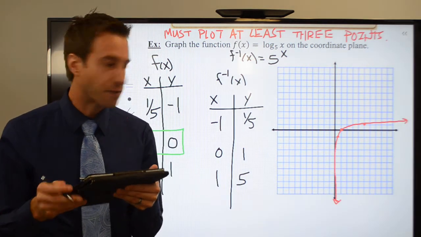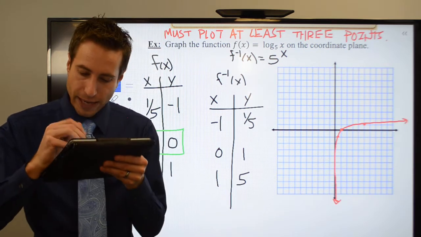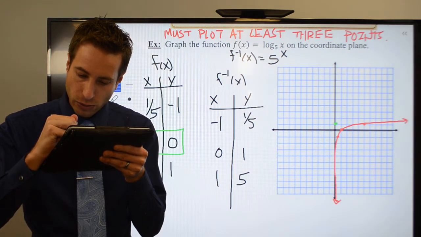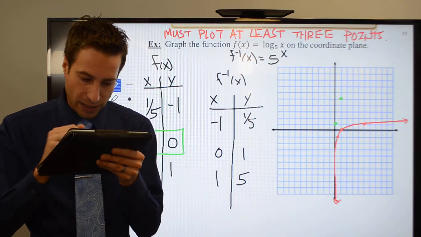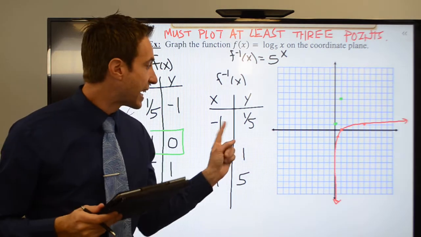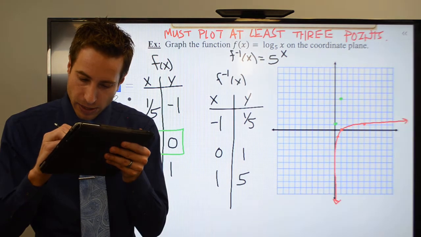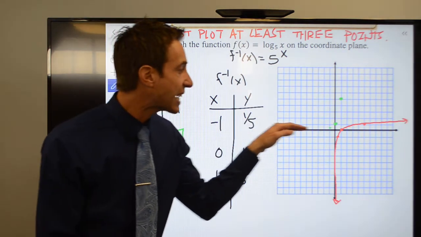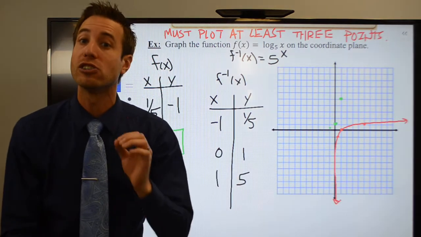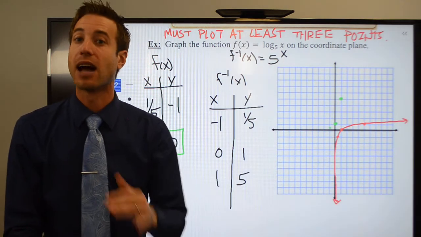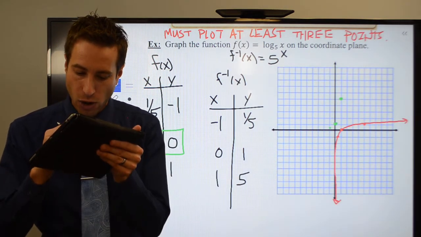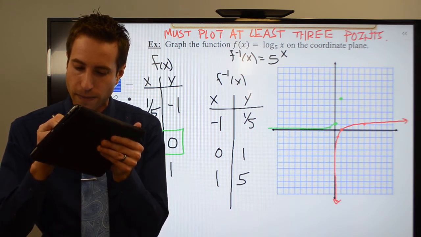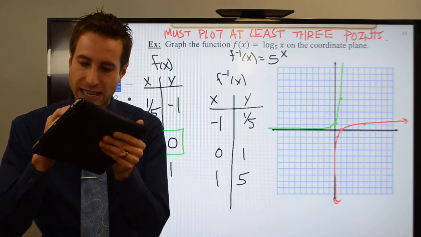Let's graph this function. I'll do this one in green. We have the point 0, 1. We have the point 1, 5. 1, 2, 3, 4, 5. I've got the point negative 1, 1/5, which is going to be somewhere right about there. Remember, for exponential functions, the x-axis is a horizontal asymptote. It's a line that you approach but never cross. So my exponential function, which we looked at graphing back in section 1, should look like this.